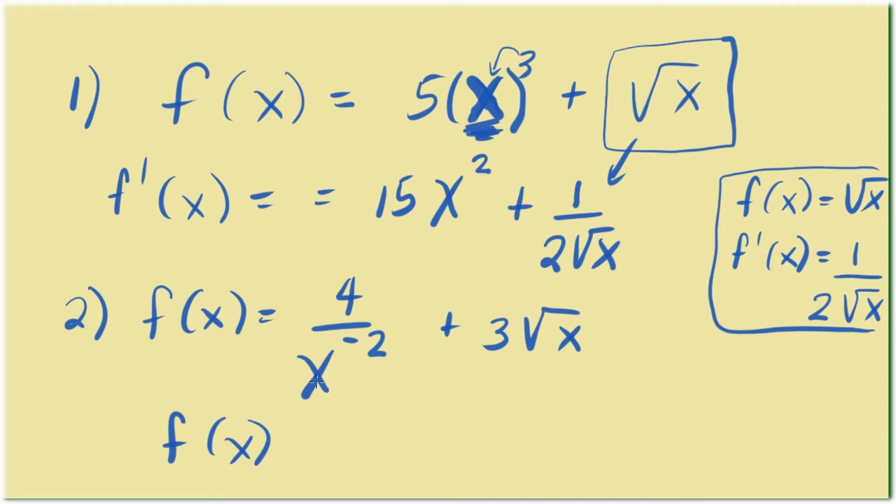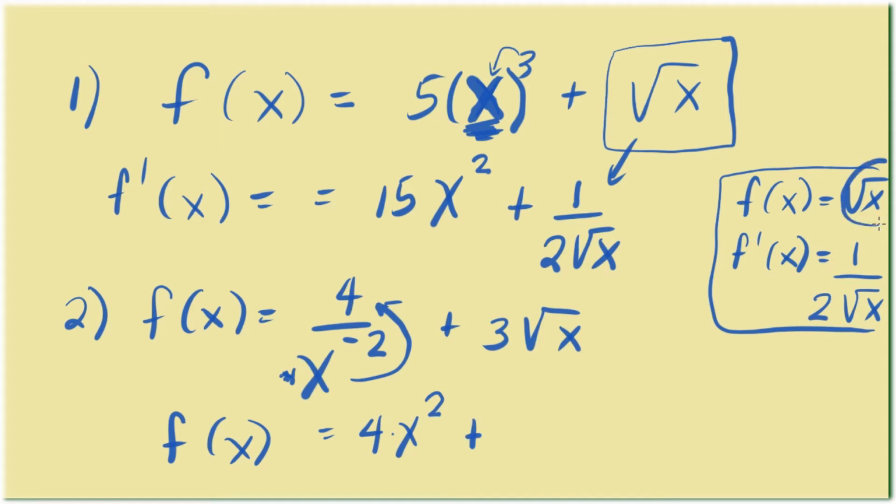Since this variable x in number 2 is in the denominator, you want to move this up, and every time you move up a term, you want to make sure that the sign of that negative 2 switches. So 4 is now multiplied to that x, now to the positive 2, plus.